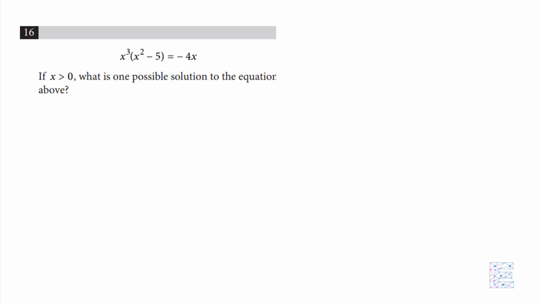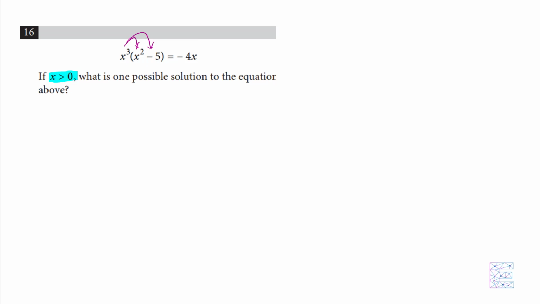If x is greater than 0, what is one possible solution to the equation above? Once again, notice that we are being told that the solution has to be bigger than 0. Let's go for it. So to solve this, we want to first of all set the equation equal to 0.